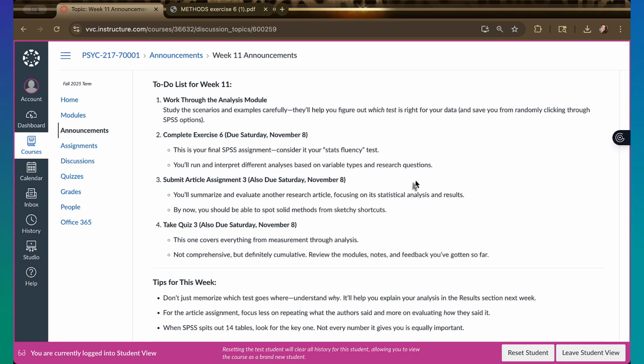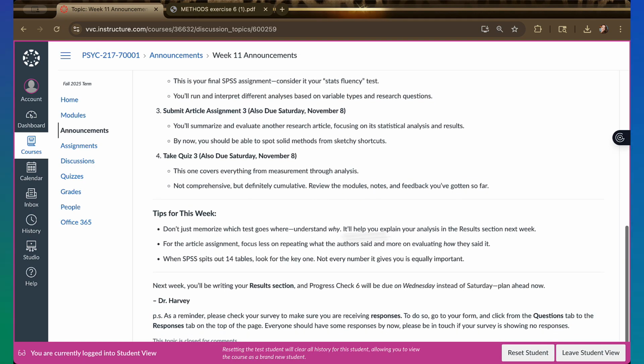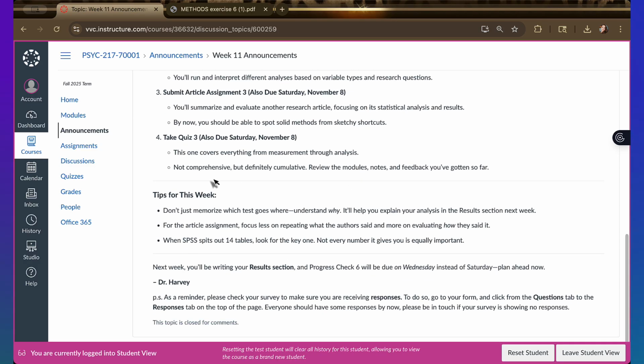Like I said, it is the last of the SPSS exercises. Yay. You're going to do article assignment 3. Okay, so you'll be summarizing and evaluating your last research article and focusing on the statistical analysis and results of this article. Okay. And then quiz 3. So this quiz covers everything from measurement through analysis. It's not comprehensive. Okay, it's just over these sections. Okay, everything starting from measurement, ending in analysis.